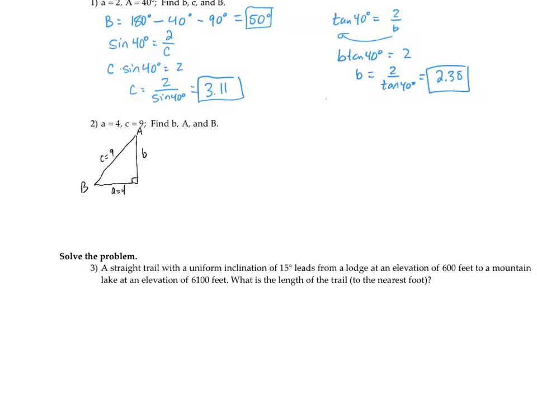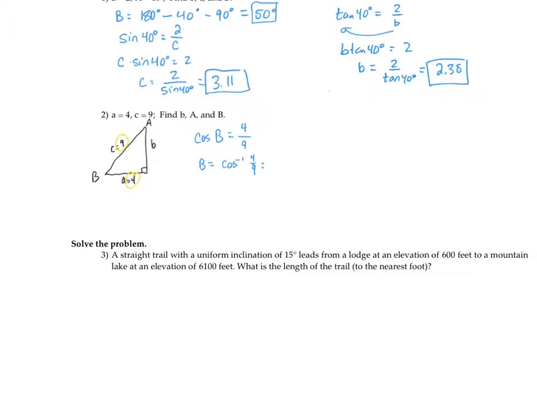So I'm going to relate the two sides that I know, which is this one and this one, which could either be the adjacent of B or the opposite of A. I'm going to choose the adjacent of B. Cosine of B is equal to 4 over 9, adjacent over hypotenuse. I can write this as B is the cosine inverse of 4/9. So plug that into my calculator, which gives me 63.61 degrees, 2 decimal places.